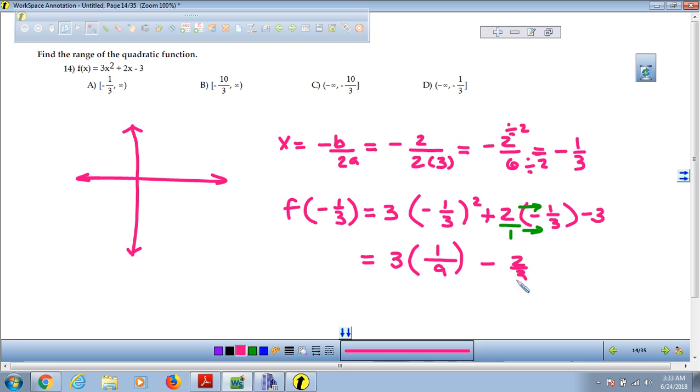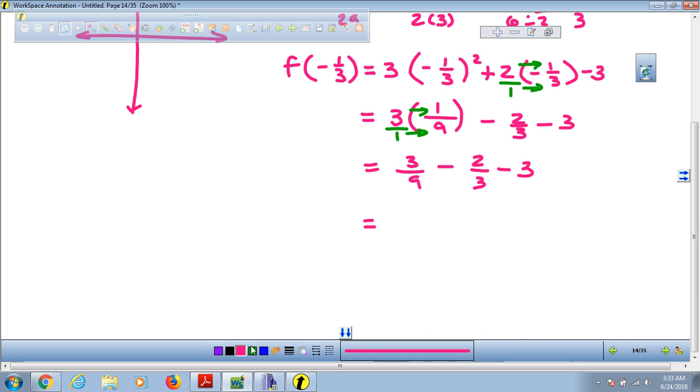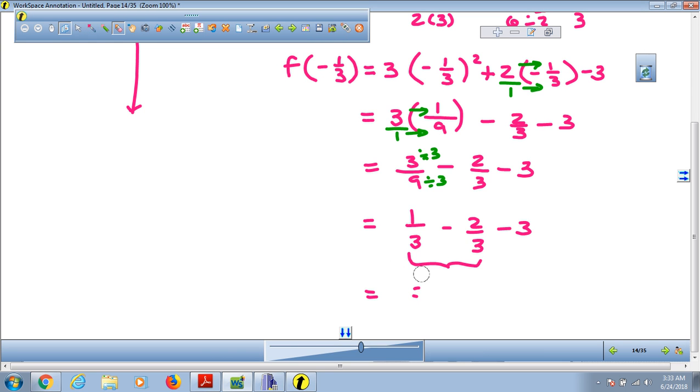So 2 over 3 minus 3. Same thing here. Put this one over 1, multiply across. So 3 over 9 minus 2/3 minus 3. First of all, I could reduce. Divide this by 3, so it turns into 1/3 minus 2/3 minus 3. I could combine this, which is going to be, oops, not 3. 1 minus 2. On the numerator, it's negative 1 over 3 minus 3.